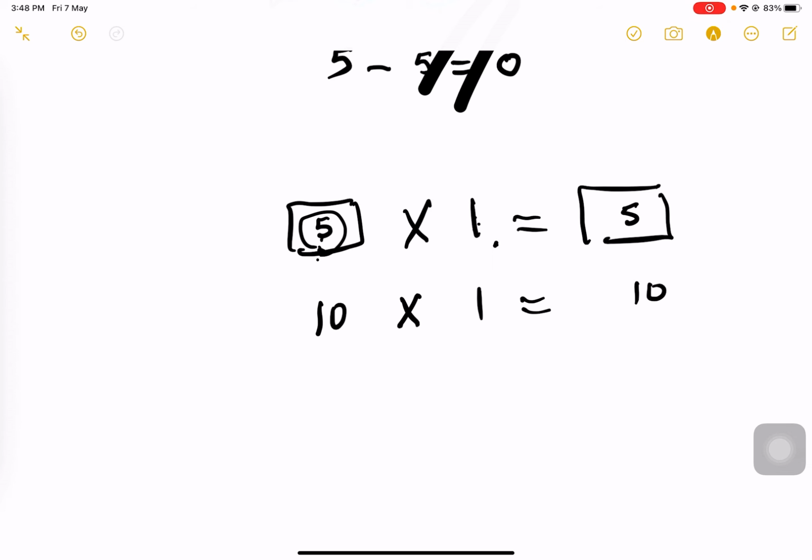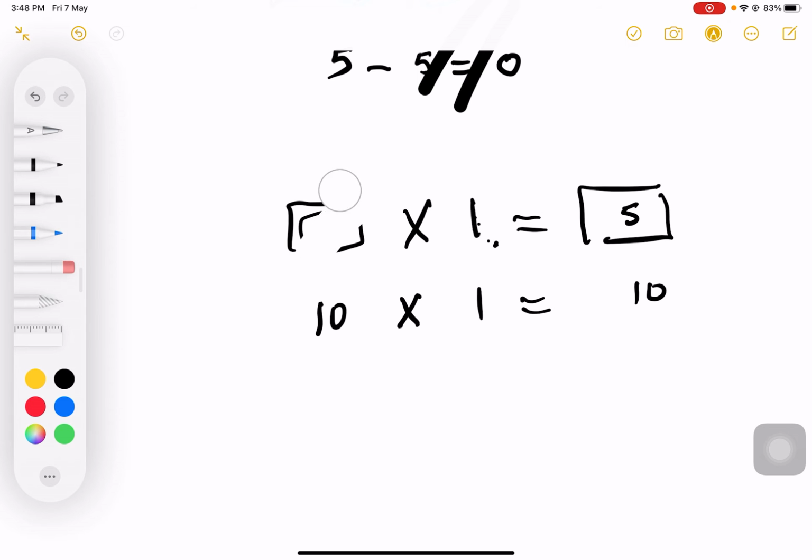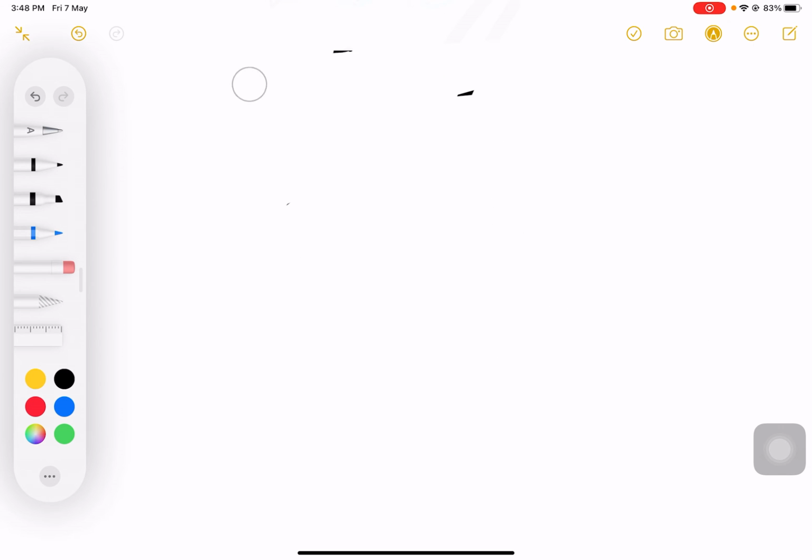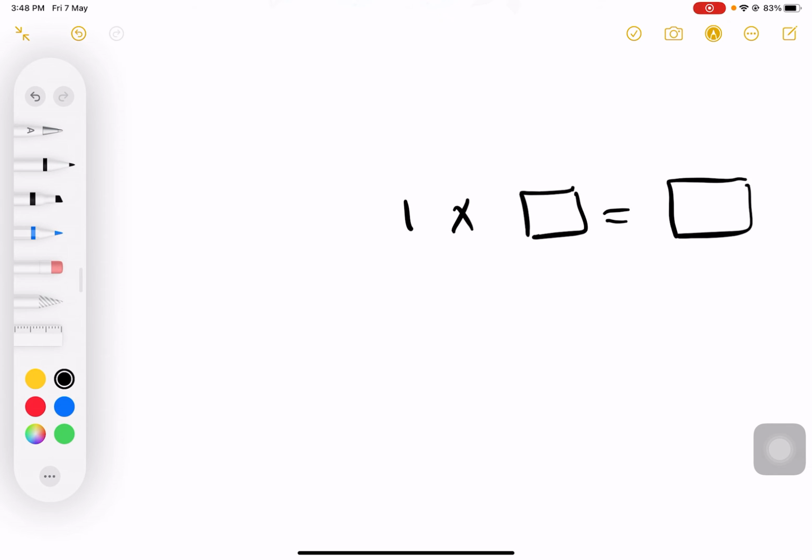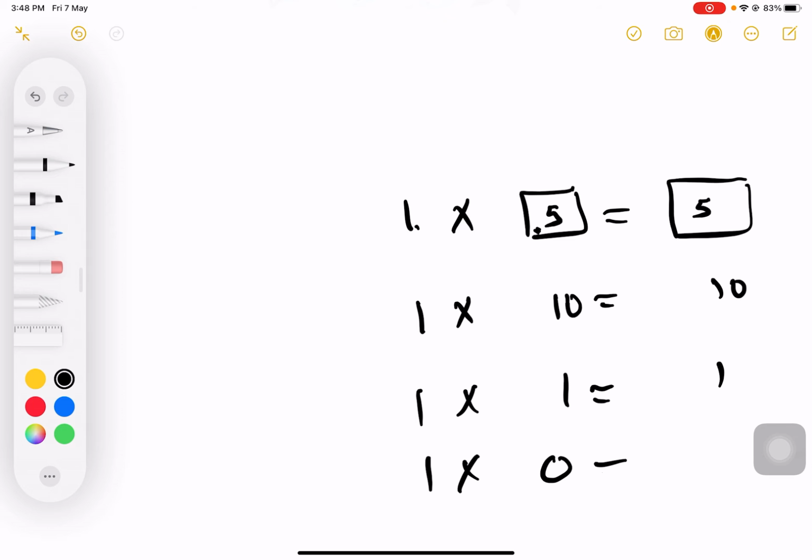It's much better to write it the opposite way. Write 1 multiply any number, and the number will stay the same. If you write here 5, the answer is 5. What this means is you are going to repeat the 5, 1 time, it's 5. You are going to repeat the 10, 1 time, it is 10. You are going to repeat the 1, 1 time, it's 1. You are going to repeat the 1, 0 times, it's 0.